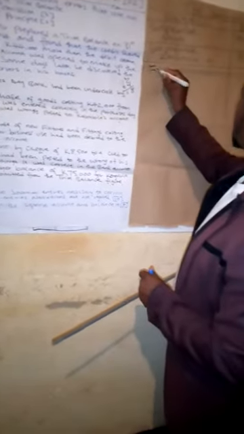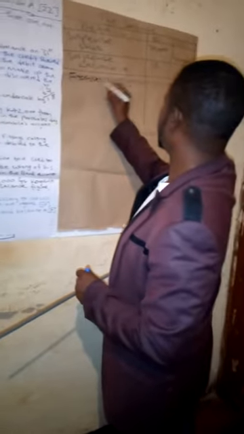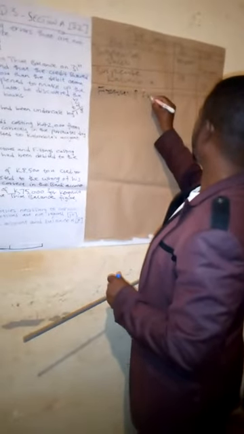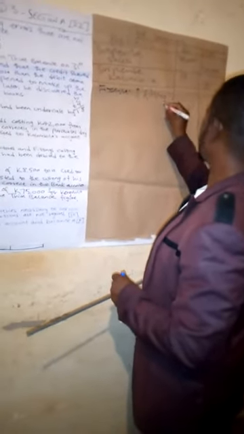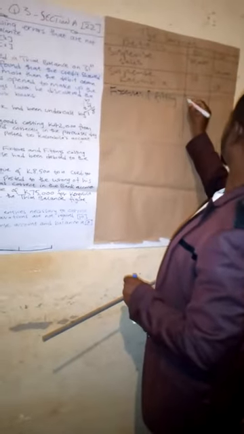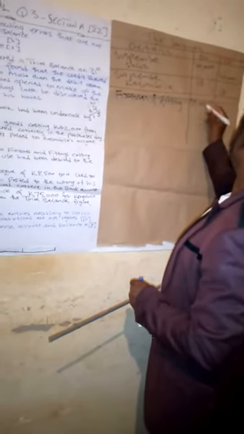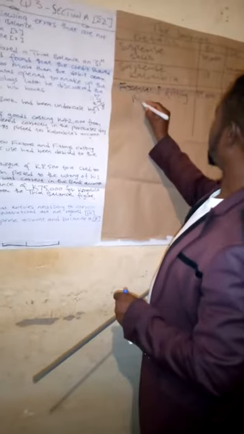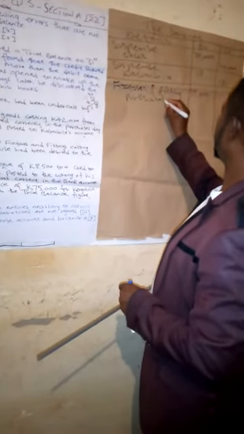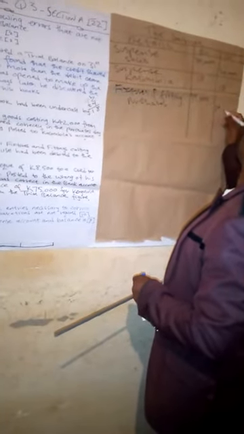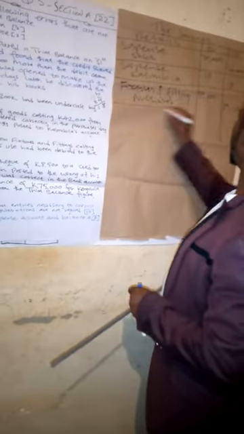So you have fixtures and fittings, 39,000 kwacha on the debit side, then purchases, 39,000 kwacha on the credit side. You close like that. Okay.